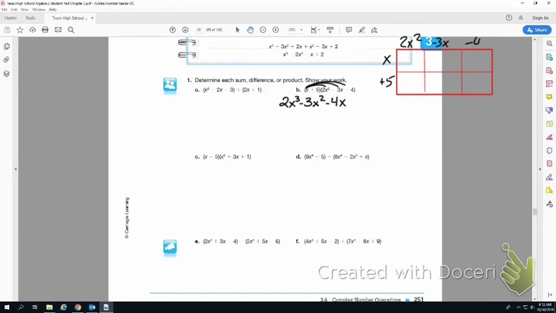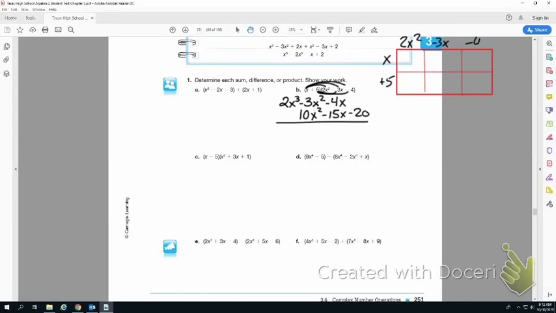Now I'm going to distribute the 5 in there. 5 times 2x squared is 10x squared. So I'm going to put that 10x squared underneath the x squared from when I distributed the x. 5 times negative 3x is negative 15x. 5 times negative 4 is negative 20. And then that's how I'm going to combine my like terms.